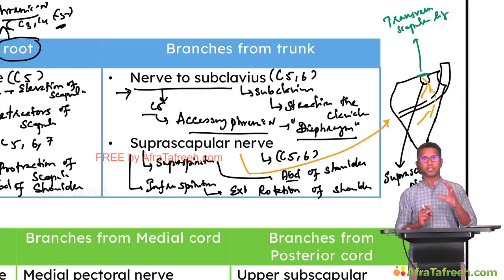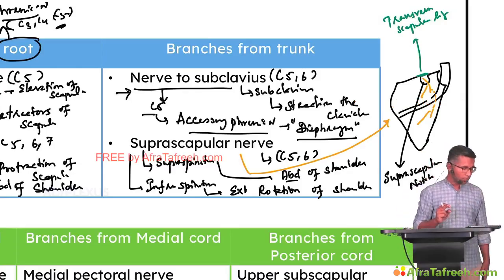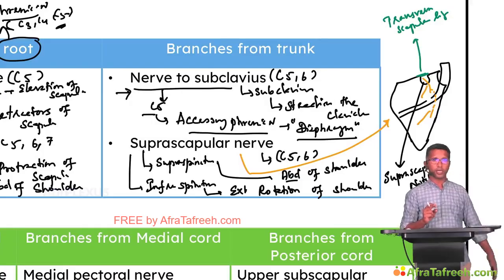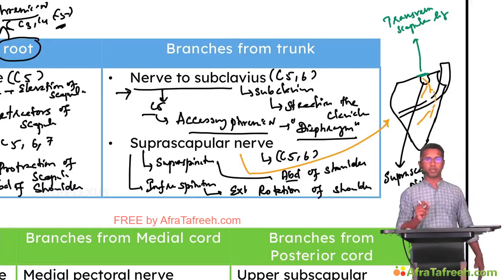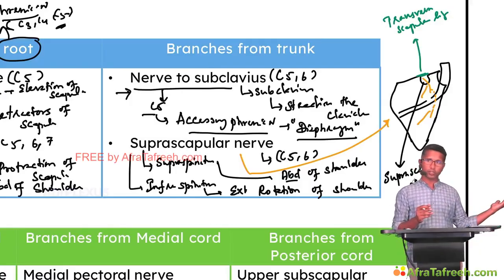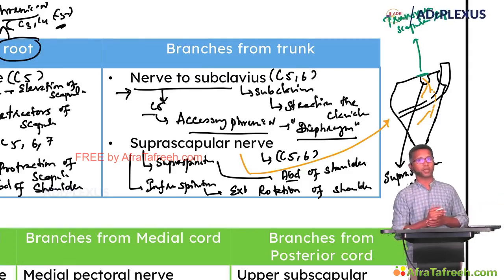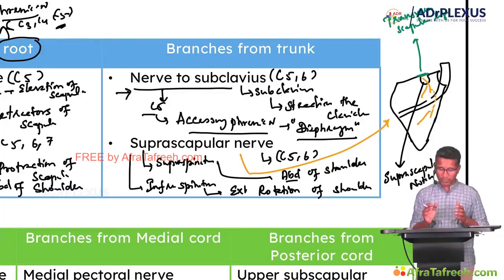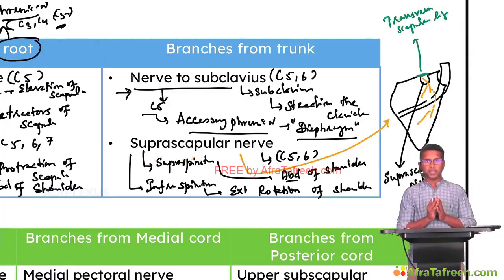Supraspinatus muscle is an abductor. So if you are going to do abduction of the shoulder joint, the initial 15 degrees of abduction is caused by the supraspinatus muscle. And the external rotation of the shoulder joint is also caused by the infraspinatus muscle. Both are supplied by the suprascapular nerve. So these are the branches from the trunk, guys.